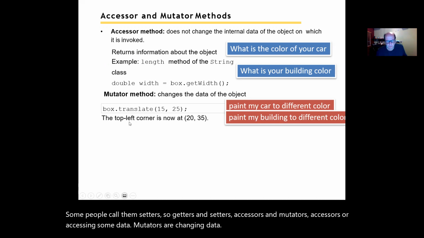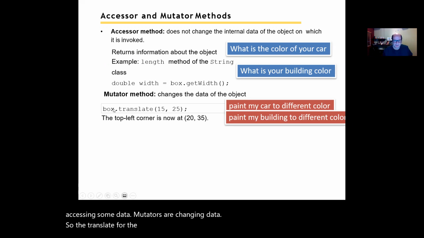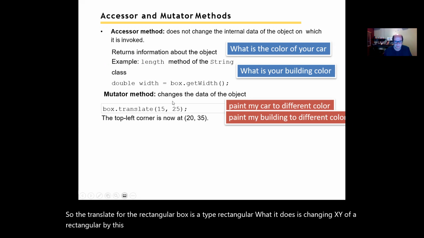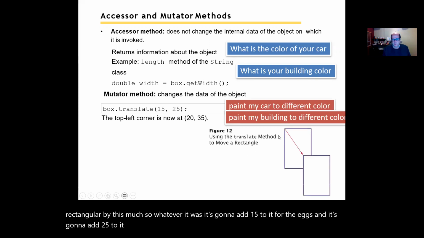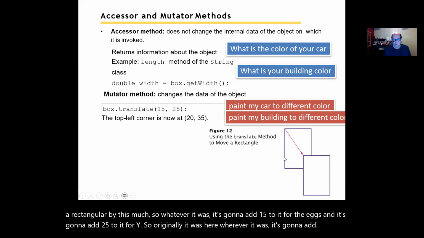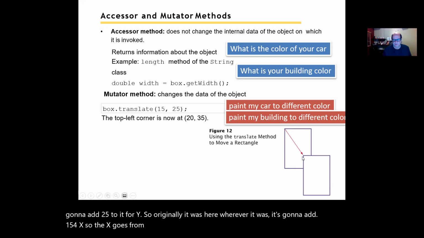So the translate method for the rectangle box is of type Rectangle. What it does is change the X and Y of a rectangle by this much. Whatever it was, it's going to add 15 to it for the X, and it's going to add 25 to it for Y. So originally it was here, wherever it was, it's going to add 15 for X. So the X goes from here to here, 15 more, and the Y is going to add 25. So the Y here and Y here have a difference of 25.